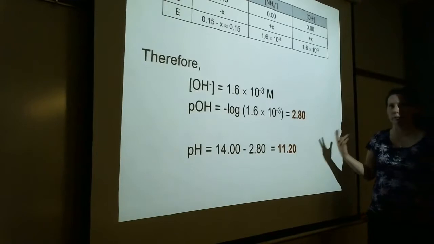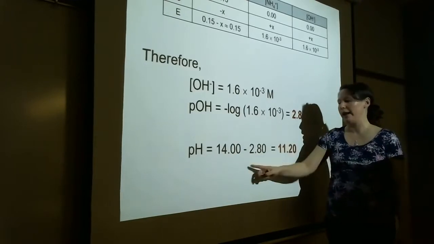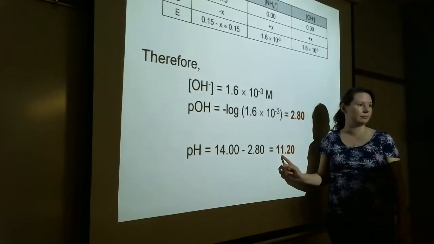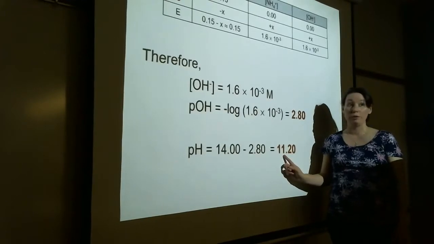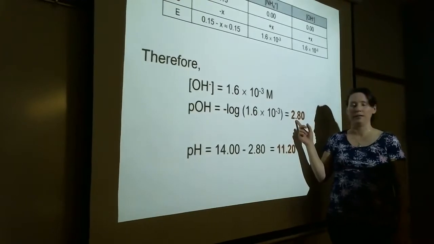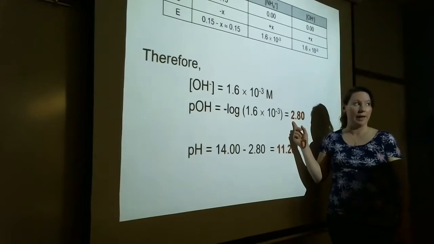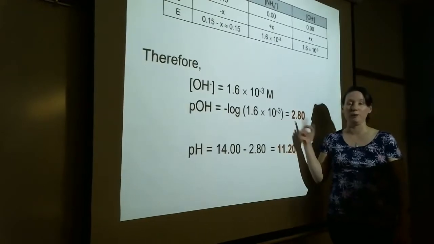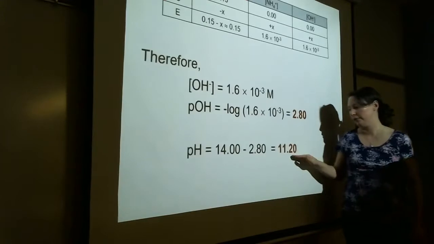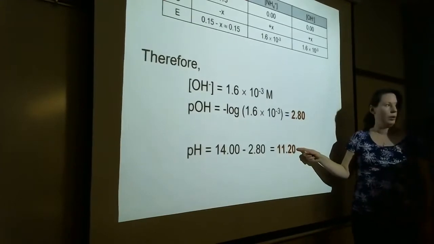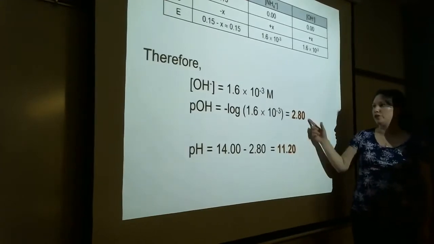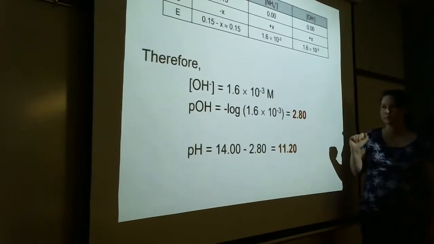And always ask yourself if your answer makes sense. The pH of a base is going to be greater than 7, right? pH of a base should be greater than 7. If you get a pH of a base and it's 2, that's not a pH. That's got to be a pOH, right? Because bases have pHs greater than 7. So your answer would need to be reasonable. That should be kind of a self-check there.